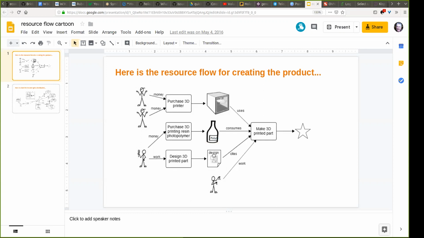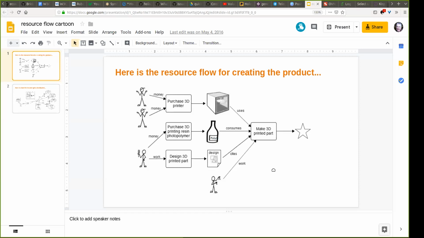And he creates a design for a part. And so now they're all ready to make something using that design. They're using, so here's another set of events. They're using the 3D printer resource. They're consuming the polymer resource. They're citing the design that hooks up those processes so that the value flow will work.